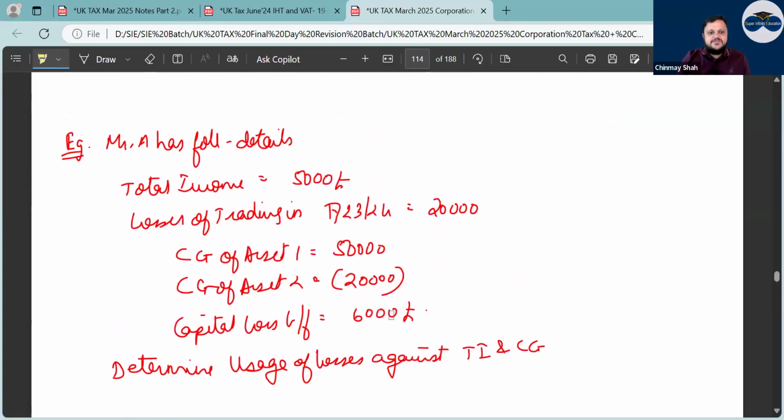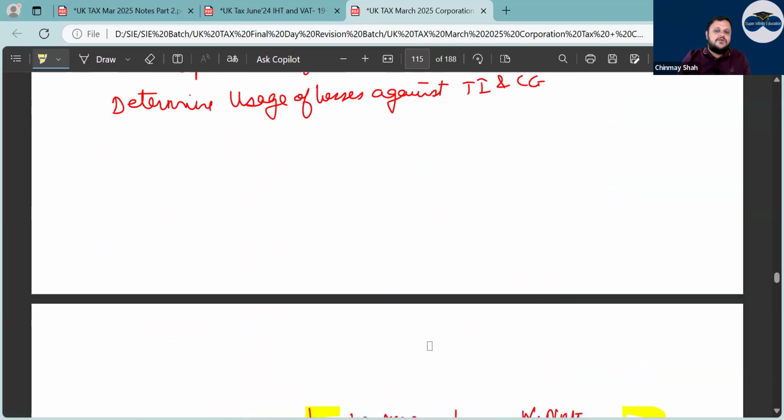Correct? Then Mr. A, I have given one question as well. You can try this. So here what will happen? 50,000 and 20,000. 30,000 is the net CG. Capital losses is 6,000. So 30,000 minus 6,000. 24,000 is the profit eligible to be deducted, correct? And you have losses of 20,000. So you will take losses of 20,000 to be deducted, correct? And you will go ahead and solve the question.